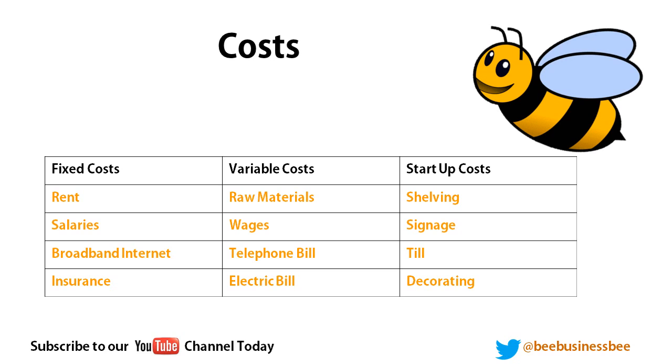Variable costs could be raw materials, so the items that go into producing the product. So these are things that do change with output, remember. Wages, paid by the hour, so the more hours you work, the more you earn. The telephone bill, the more telephone calls you make, the more you actually pay on your bill. The electricity bill, the more electricity you use, the more it's going to cost you. And then you've got startup costs. Now in a typical shop like I'm using here, you've got things such as shelving, signage, a till, decorating. These are sort of one-off costs that you won't actually come up against all the time.